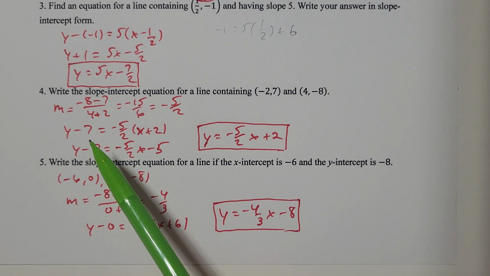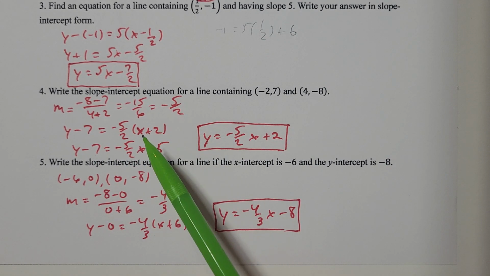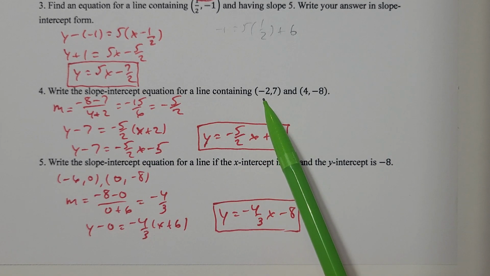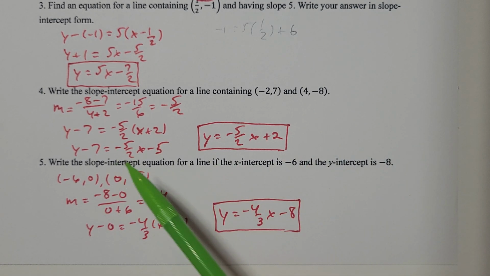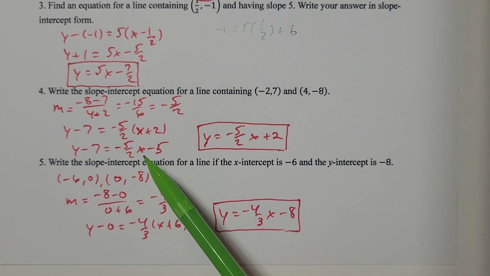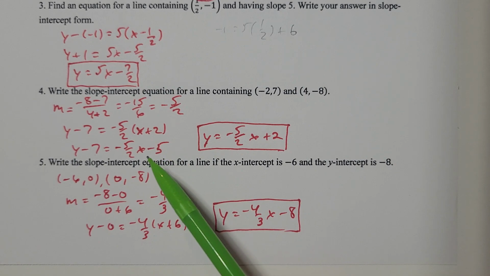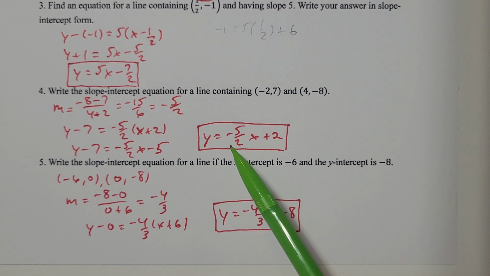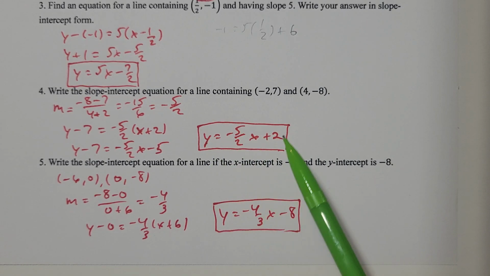y minus y1, which is 7, equals the slope, -5/2, times x minus -2, the same as x plus 2. Okay, and then we need to solve for y. So y minus 7 is equal to -5/2 x minus 5, the 2's cancel. And then if I add 7, y is equal to -5/2 x plus 2. Okay, and go ahead and circle that equation there.